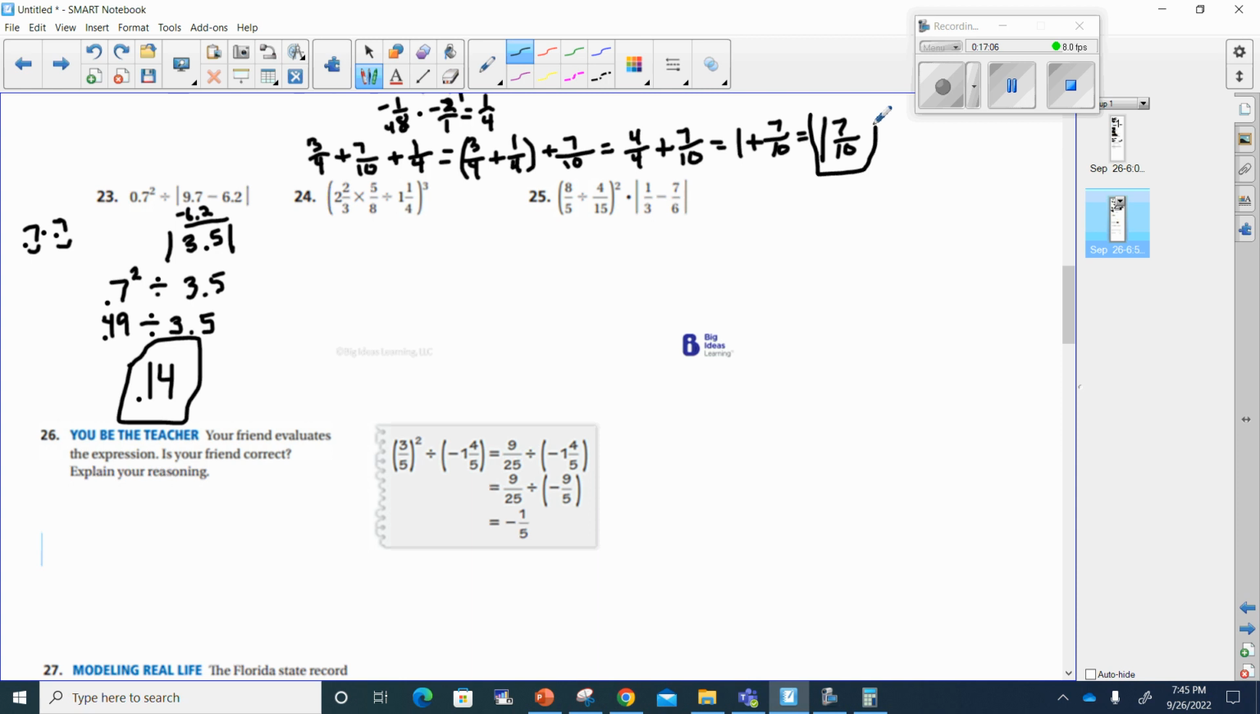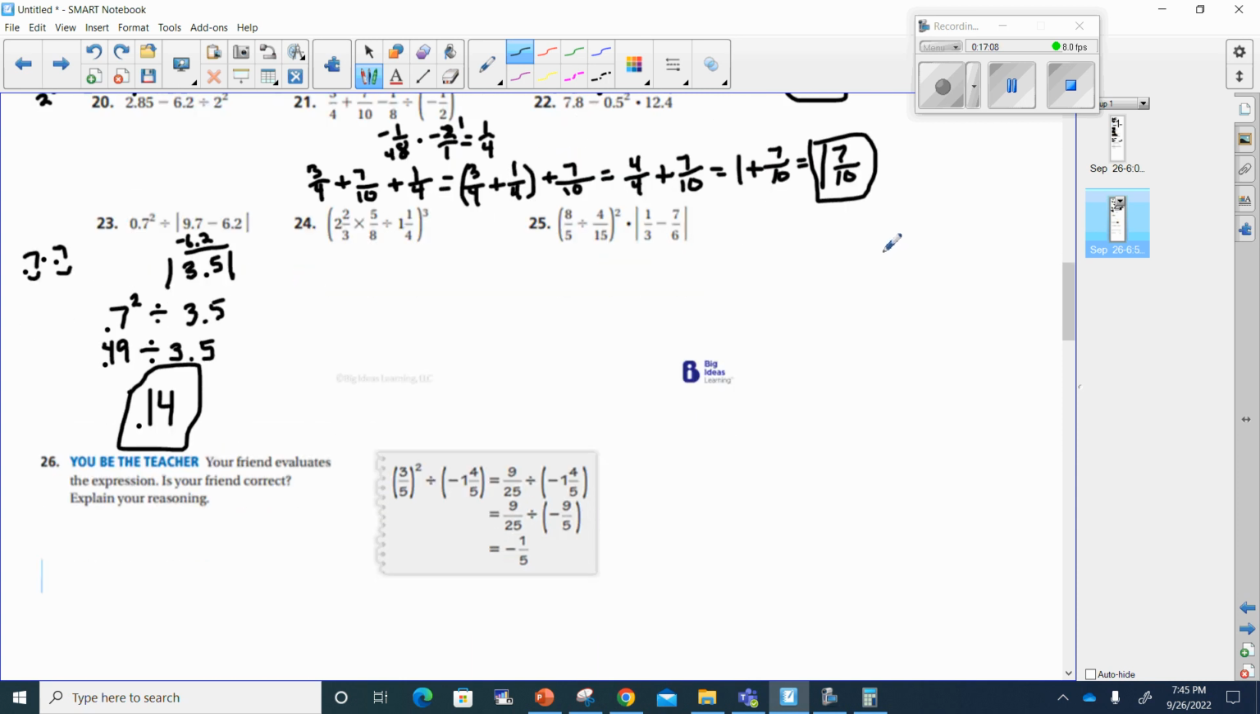And I forgot to put this in a box as my answer. I think I got the rest of them. We're on number 25 now. I got 8 over 5 divided by 4 over 15 in parentheses with an exponent of 2 times the absolute value of 1 over 3 minus 7 over 6. I've got to do parentheses first, so everything inside these brackets and parentheses I'm going to do first before I use my exponents. If I'm dividing this, this is really going to be 8 over 5 times 15 over 4.